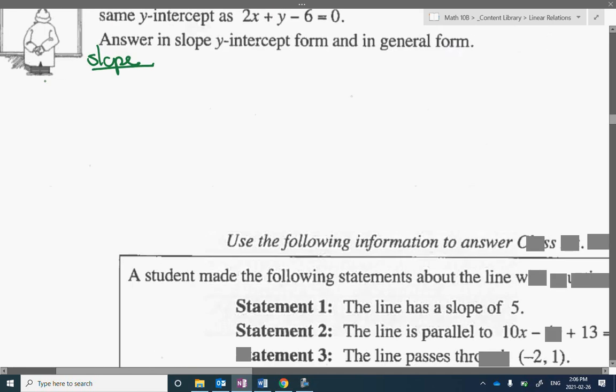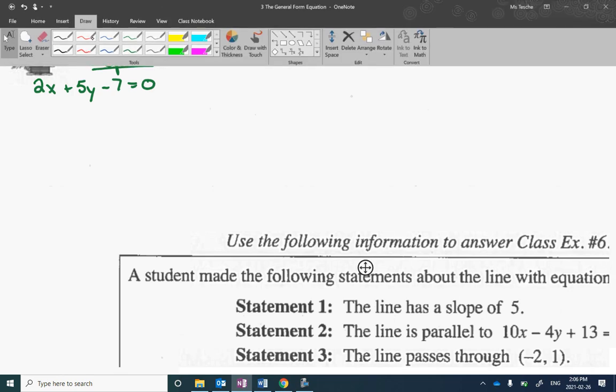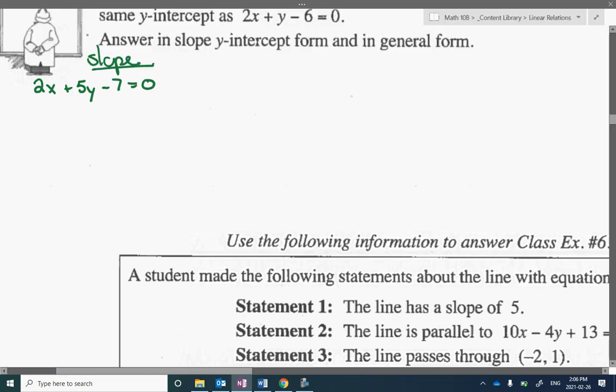So this first one, we're getting our slope from it. So the equation is 2x plus 5y minus 7 equals 0. I'm trying to give you varying different ways to do this. So I subtract 2x from both sides, and I'm going to add 7 to both sides. Remember, it's both sides of that equal sign. So then I get 5y equal to negative 2x plus 7. Divide every single thing by 5.